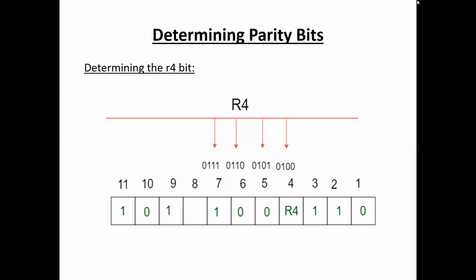Next R4. The value of R4 is here 1. Why? Because for R4 we are considering the bits R4 0 0 1. How many ones are there? Only 1. So 1 means odd. Since we are using even parity and there is an odd number of ones, the parity bit is 1. So the value of the R4 bit is 1.